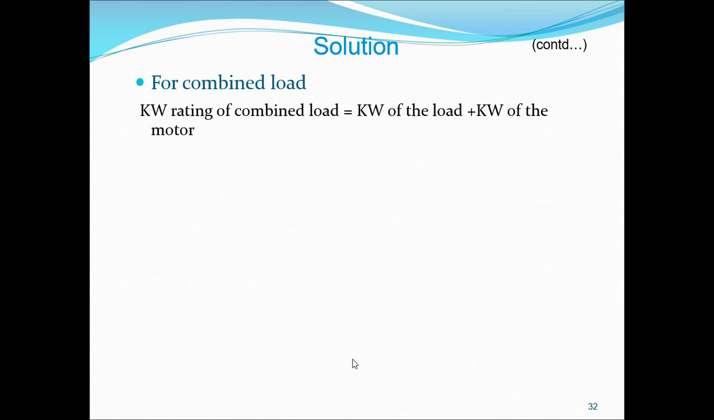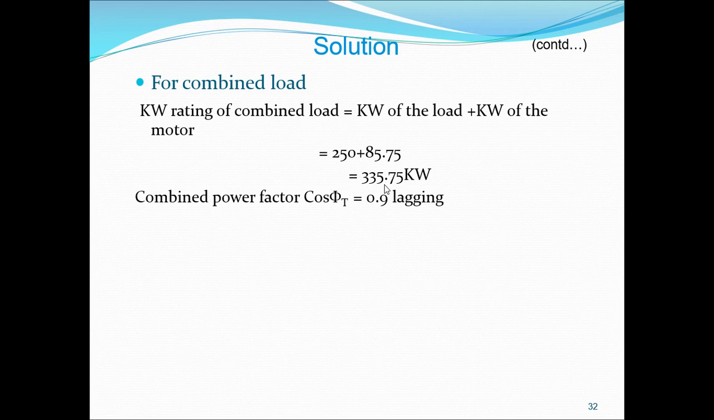So from this, what is the combined load? Combined load kW is equal to kW of the load plus kW of the synchronous motor. So we have to add these two, that is 250 plus 85. Then we get a combined kW, that is 335 kilowatts. So what is the combined power factor, it is improved? That is 0.9.